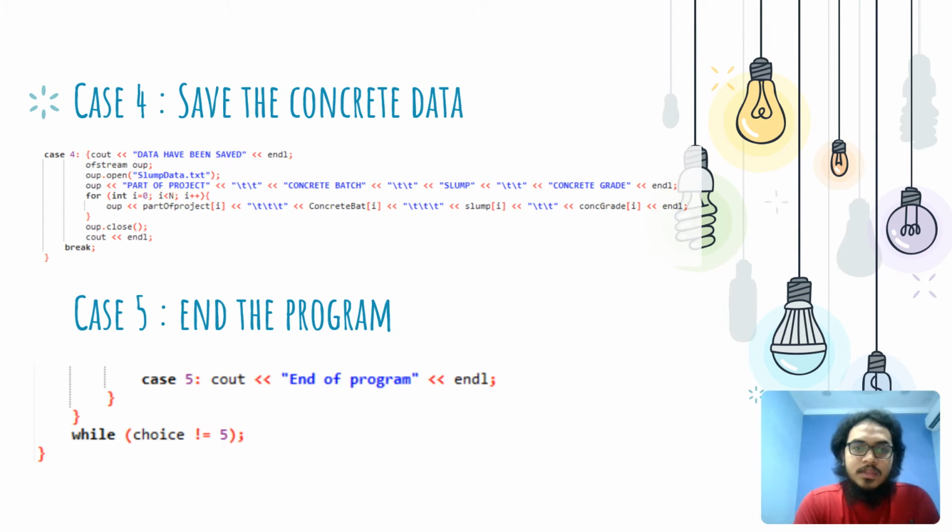Lastly, for case 4, which is to save the concrete data, and also case 5 to end the program. So for case 4, which is to save the data, I will use a txt file to save the data, with the name of slumpdata.txt. After the user enters the number 5, the program will display the end of program message. So the program will end.